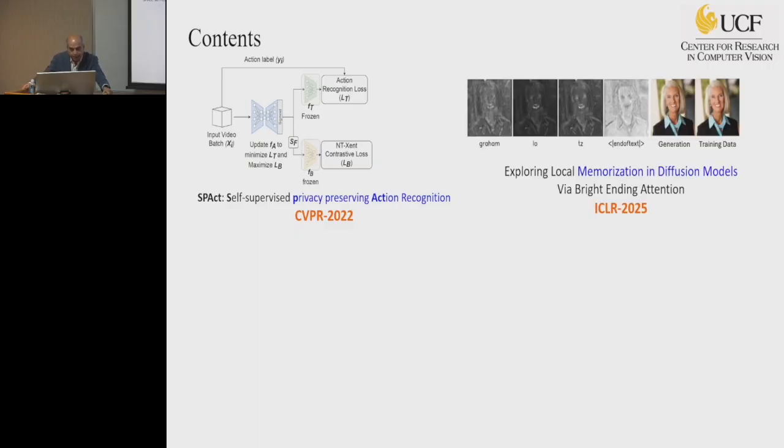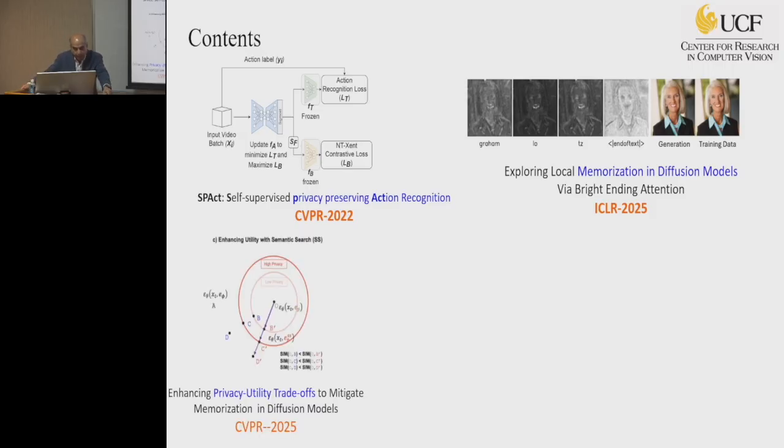Then I'll talk about exploring local memorization in diffusion models, which we presented last month in ICLR. And then we'll talk about another work, enhancing privacy-utility trade-offs to mitigate memorization in diffusion models. This will be presented next month in CVPR.